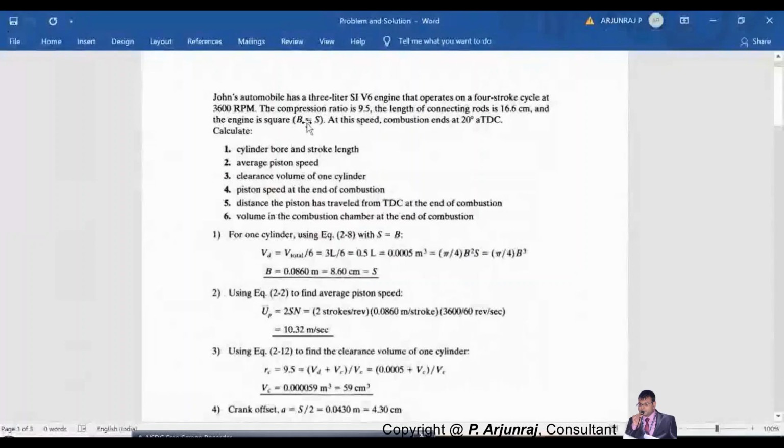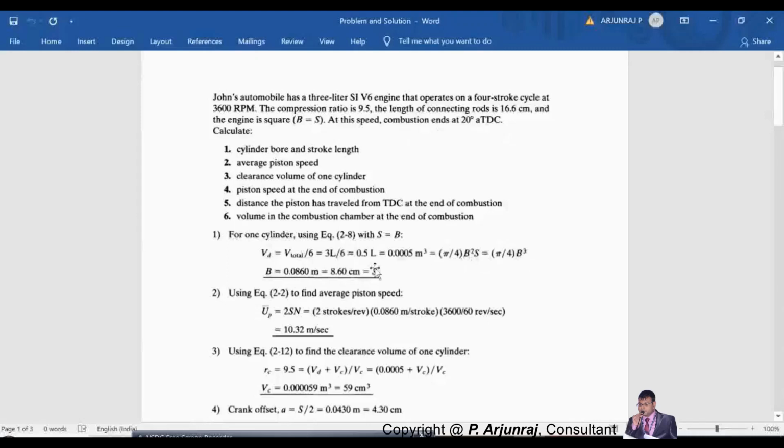So they are given the parameters of RPM, compression ratio, and combustion which ends at 20 degrees after TDC. So you need to go for the displacement volume, which is nothing but pi by 4 d square L. D is nothing but the bore, and L is nothing but the stroke length. Here they have given bore and stroke are the same, so either you can take it as S cube or B cube, since both are the same.